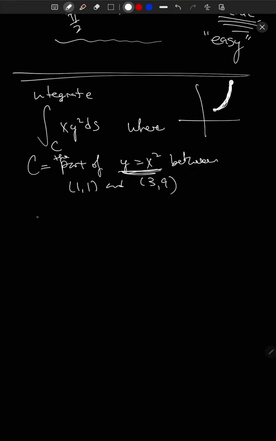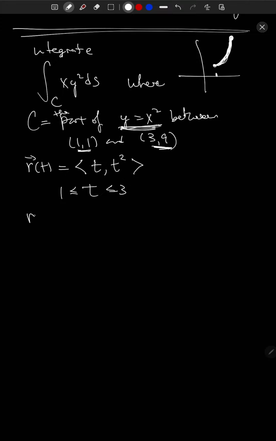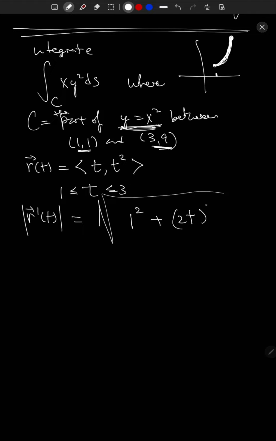All right. Okay, so again, we need a parameterization. And the easiest parameterization for these kinds of curves is just t, t squared. What t are we interested in? (1, 1) to (3, 9). So that means x equals 1 to x equals 3, and the role of x is essentially played by t in this particular parameterization. So we can easily see that t should go from 1 to 3. All right. So that means the length of r prime of t is going to be the square root of 1 squared plus (2t) squared, like that. And so that's actually equal to the square root of 1 plus 4t squared.